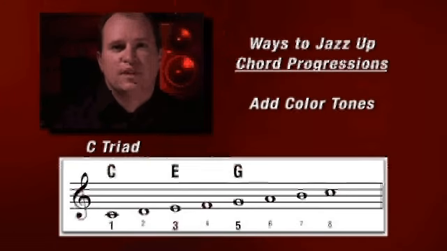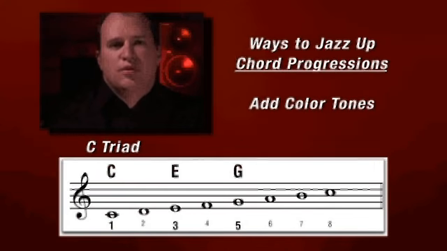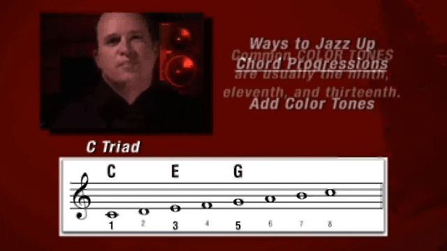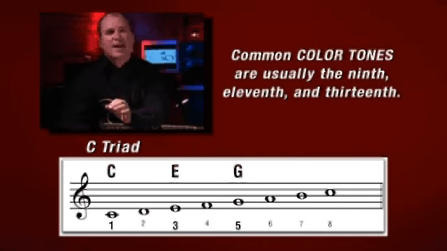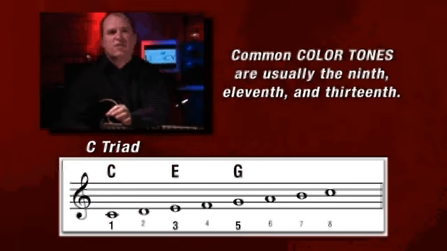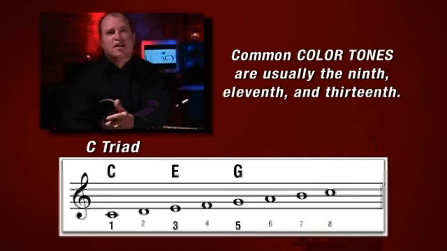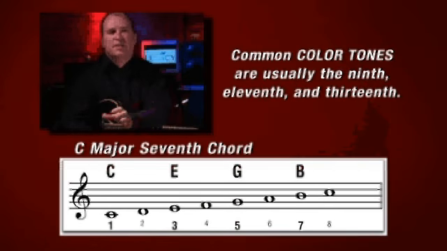Common forms for that. Okay, now let's talk about jazzing up your chord progressions. Well, one of the easiest things to do is add color tones. So if it's a C chord that I'm looking at, I can always add a color tone. Well, what is a color tone? Color tones are tones that are added to the chord, still based off of the major scale. So a C triad is C, E, G, and the major seventh on that would be that extra B.